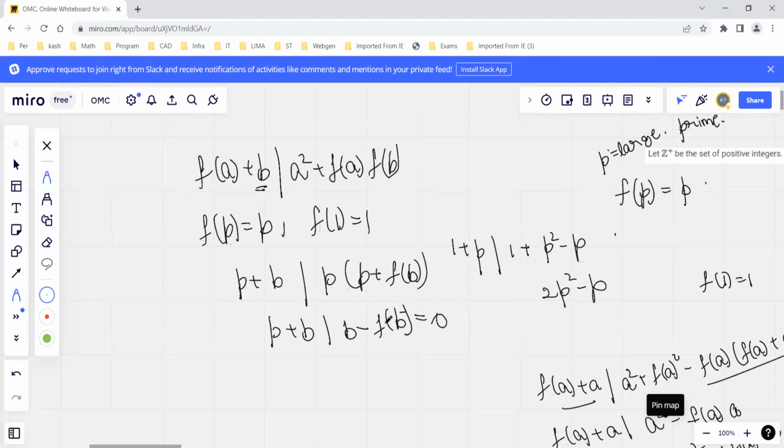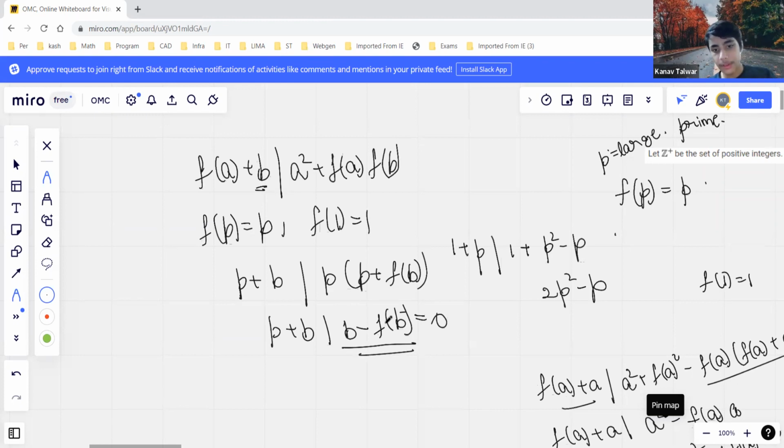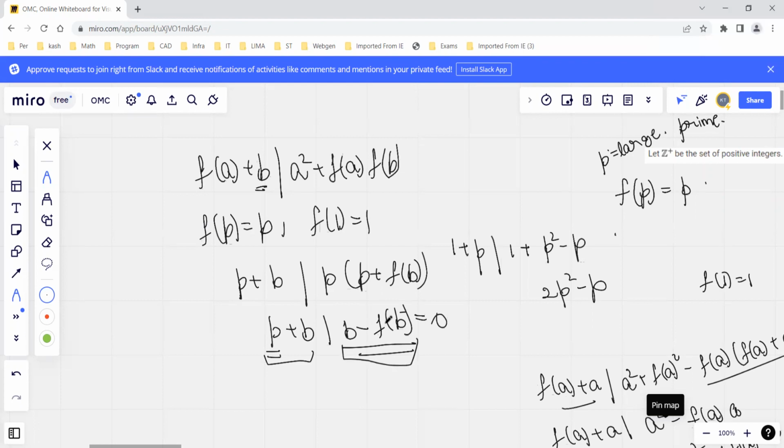How do you get that it is 0? Just because p can be arbitrarily large. So we have an arbitrarily large number dividing a finite number, b minus f(b). Fix b for a moment. So p plus b, which can be arbitrarily large, divides a finite number. So that finite number must be 0. Does everybody follow this step?